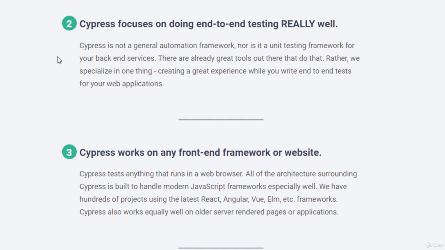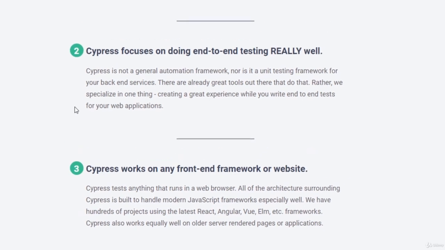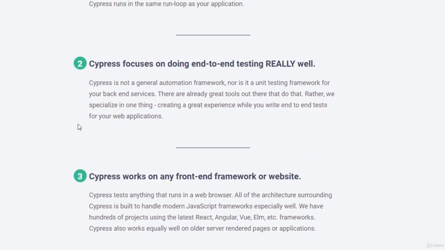If we look at the second point, Cypress focuses on doing end-to-end testing really well. Cypress is not a general automation framework, nor is it a unit testing framework for your back-end services. There are already great tools out there that do that. Rather, we specialize in one thing, and that is creating a great experience while you write your end-to-end tests for your application. As previously mentioned, Cypress has its own commands, which makes it really easy for you to quickly construct automation tests.